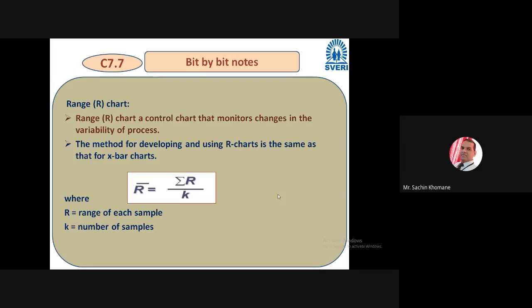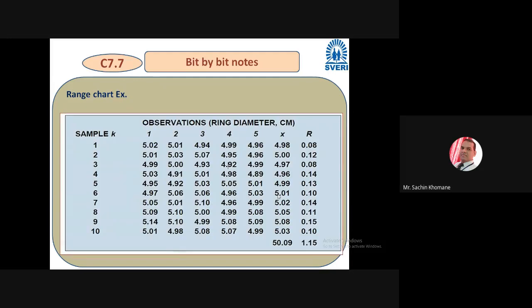You have to calculate R bar is equal to summation of R divided by K. So what is the range? R is the range of each sample, and K is equal to the number of samples. So in this way you can draw the R bar, and in this way you can collect the data.